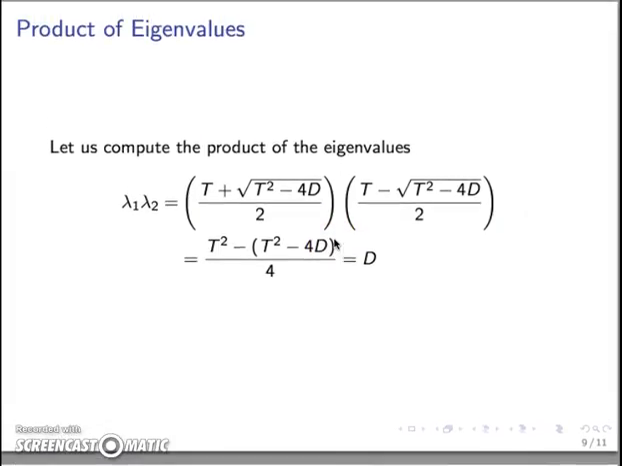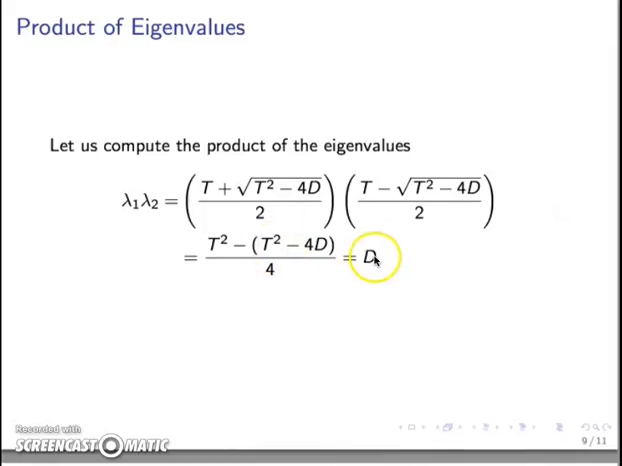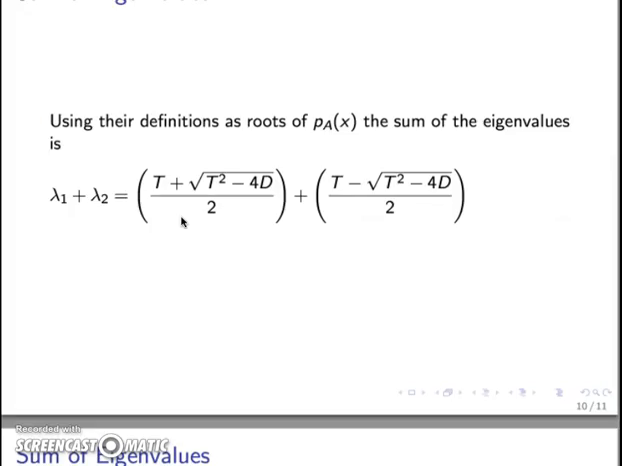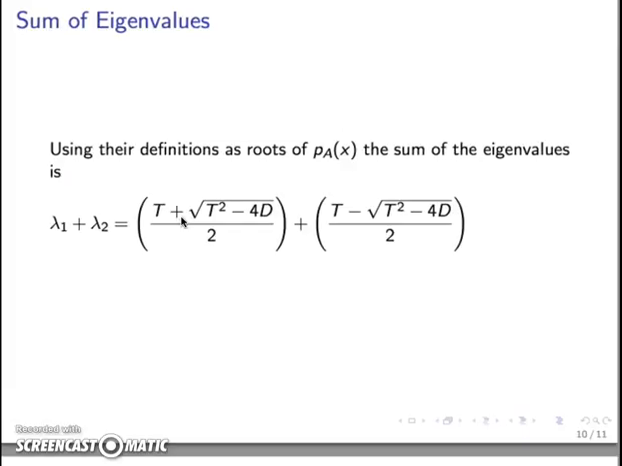By subtracting it, the T squares disappear, and then we have positive 4d in the numerator, which cancels with the denominator of 4. So the product of the eigenvalues equals the determinant. This here is the determinant of the original 2 by 2 matrix. This is quite a cool result. The determinant of the matrix is equal to the product of the eigenvalues. And now what happens if we add them up?